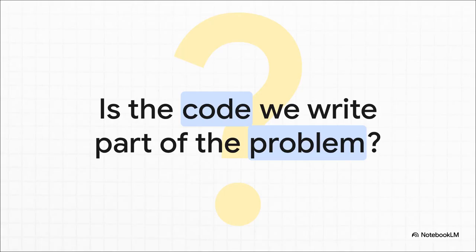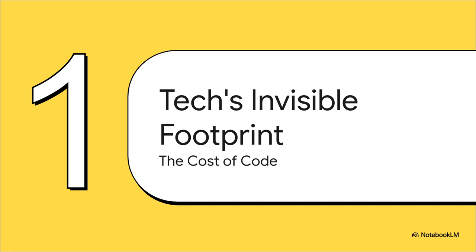And this brings up a really critical question for all of us in the tech world. Are our apps, our architectures, the very code that we write every day, are they contributing to this massive invisible footprint? The short answer is yeah, absolutely. Okay, so let's really get into it. First, we have to understand the problem, which is the massive and often totally unseen environmental cost of software.